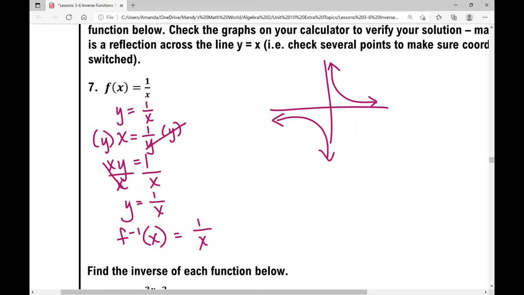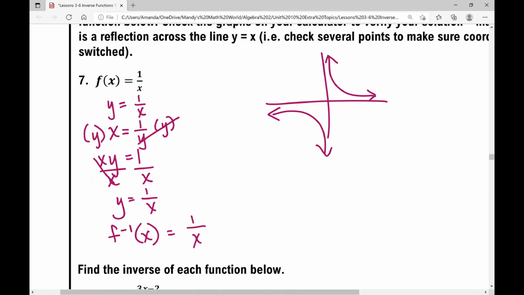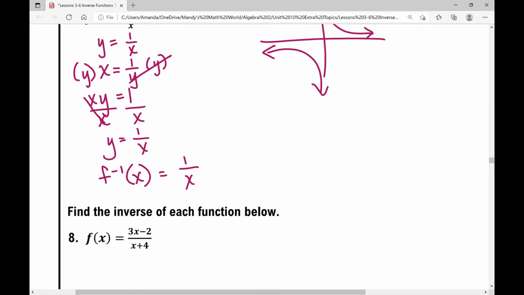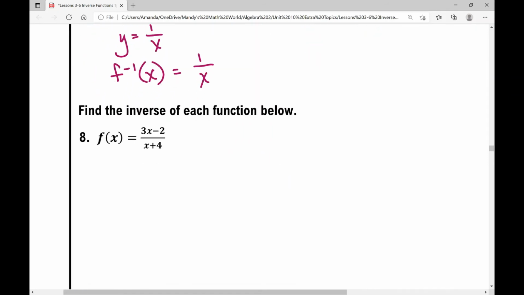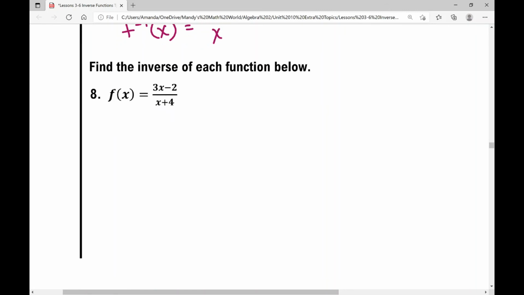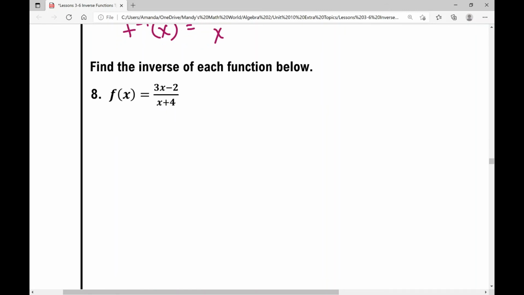And notice that we have the exact same function as our parent, 1 over x. The inverse of this function is 1 over x. It's the same function. So let's move on to finding the inverse of each function below. So now we've obviously got some transformations that have been applied to that parent function. Let's see if I get the same thing, because that may happen in some situations.